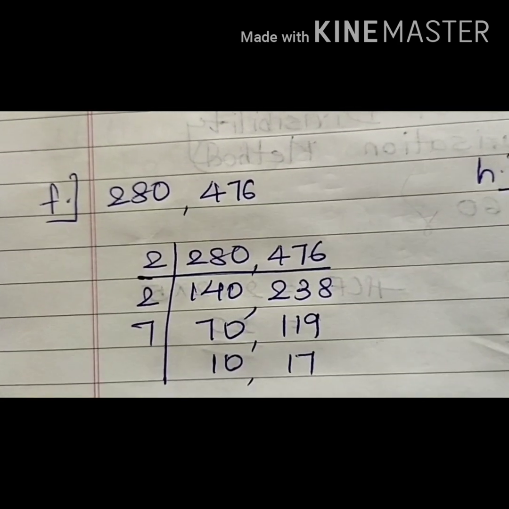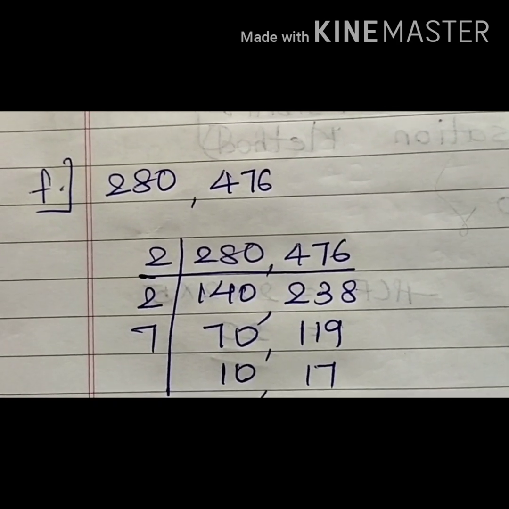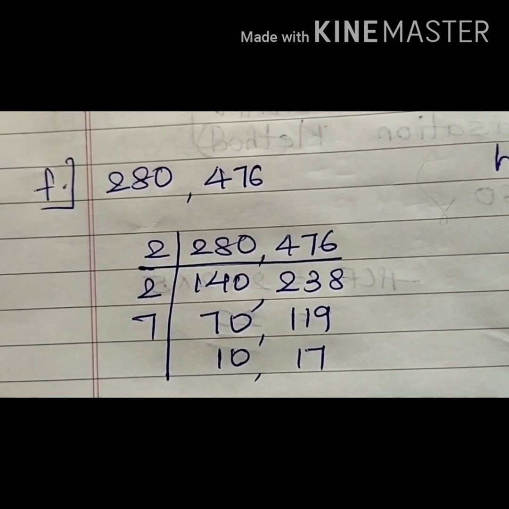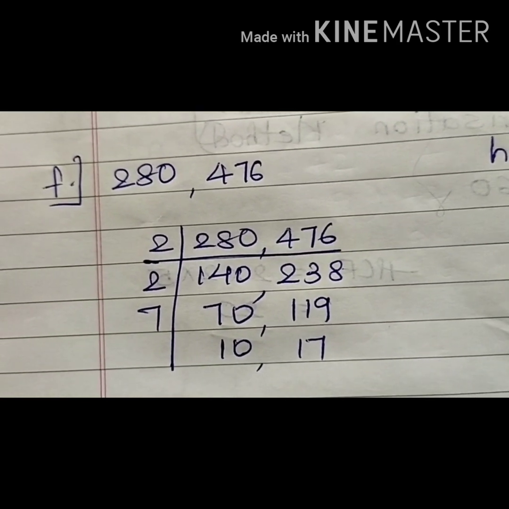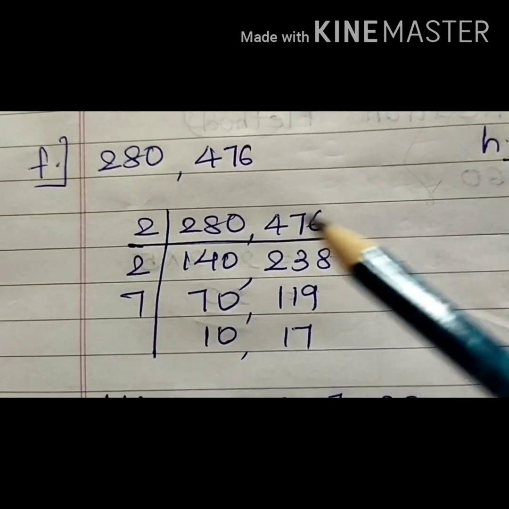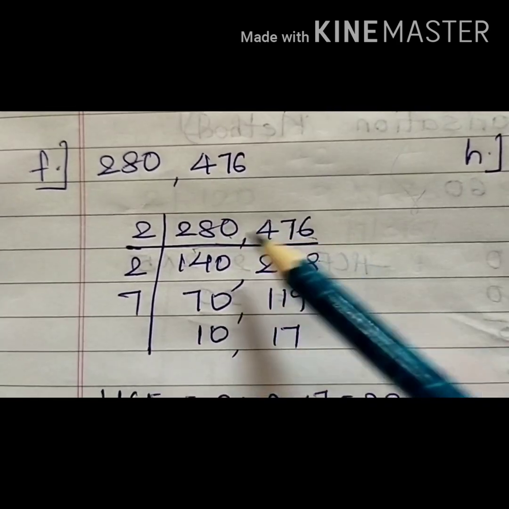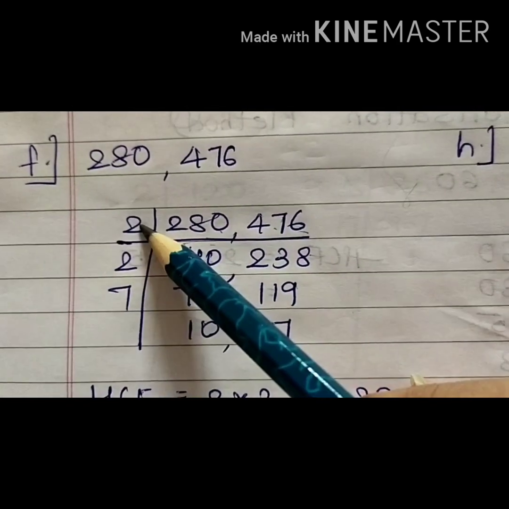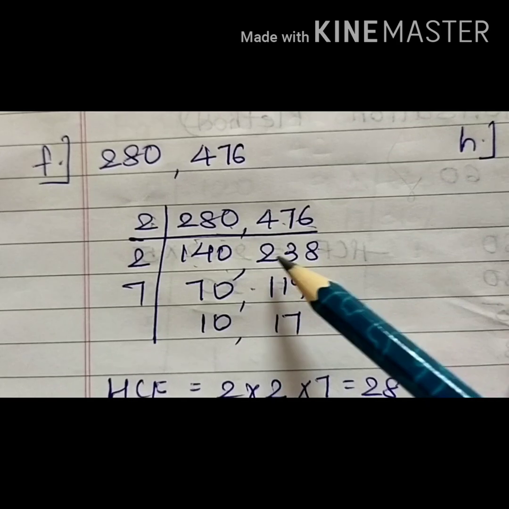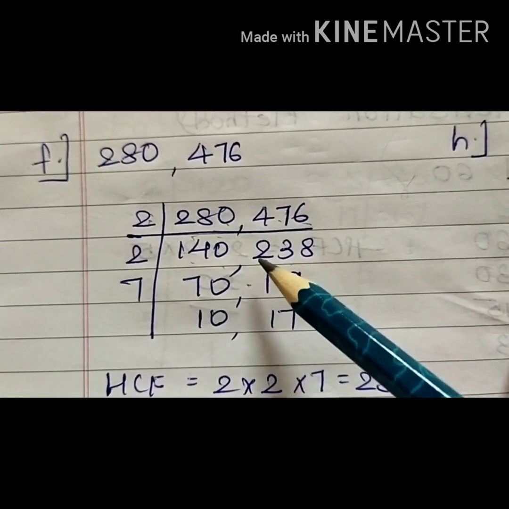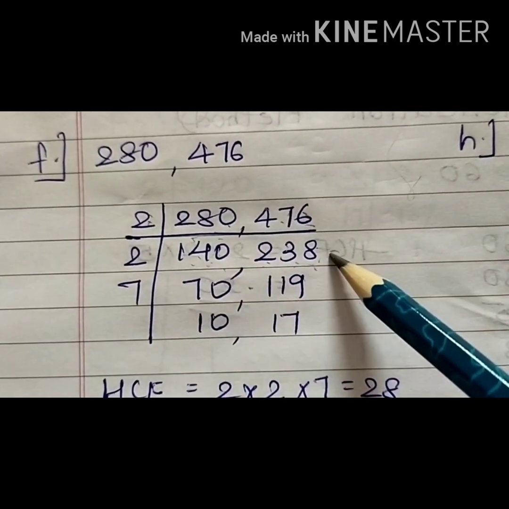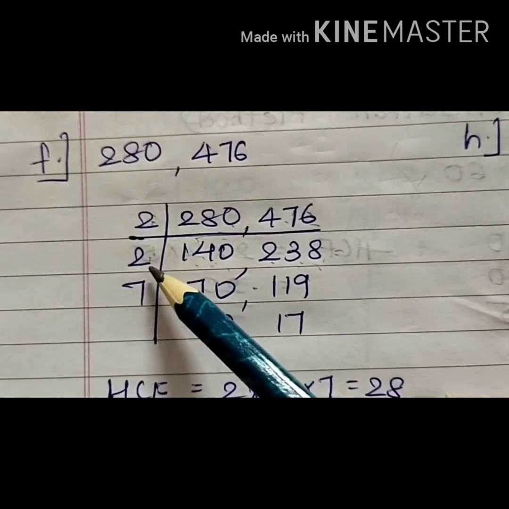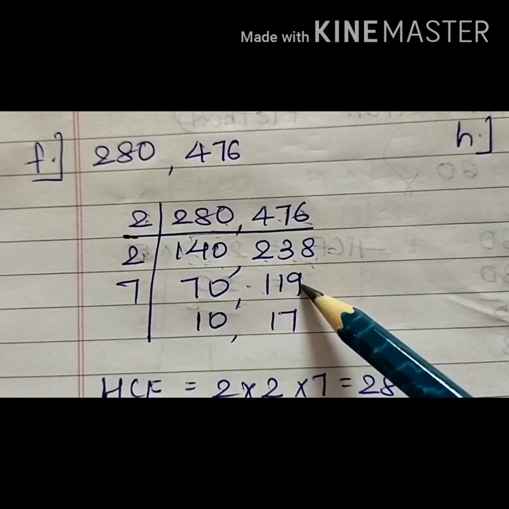Hello children. So now I will be explaining you the sum from My Practice Time 5. Question number 1. This is the F1, that is 280 and 476. I bring it together. As both the numbers are even, I start with the even factor 2. 2 140s are 280, 2 238s are 476. Again I could see an even number, so I again take 2. So I get 70 and 119.